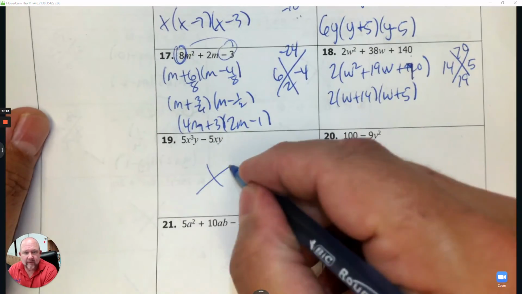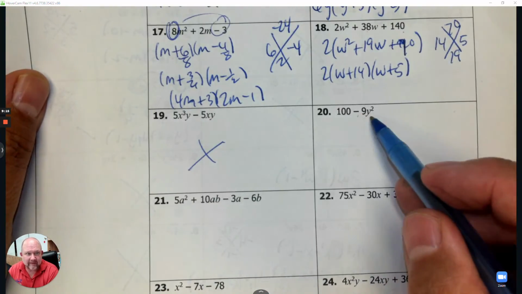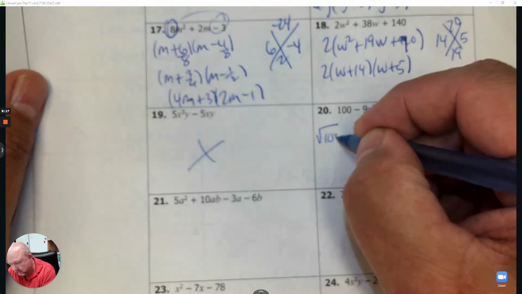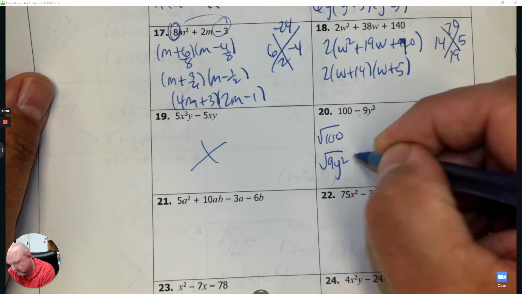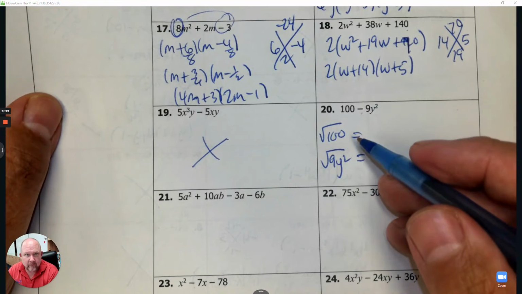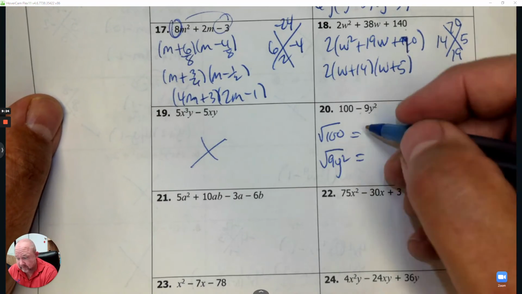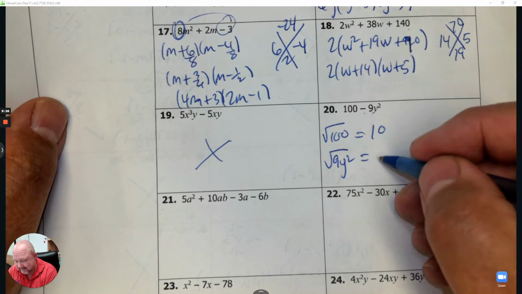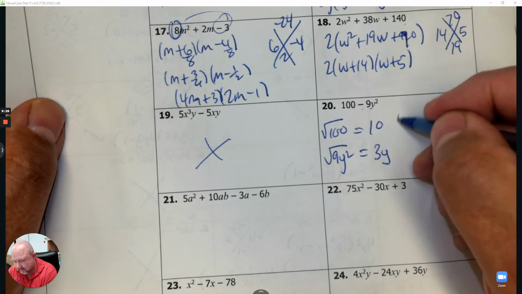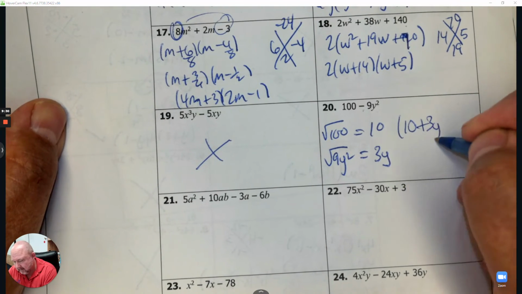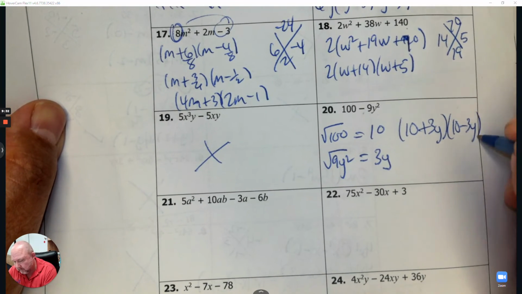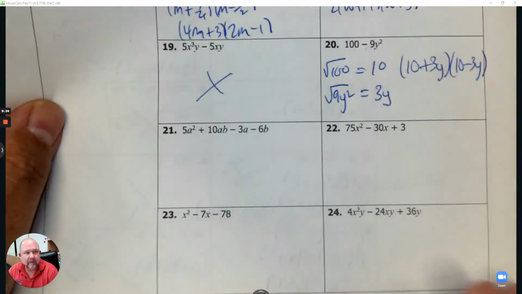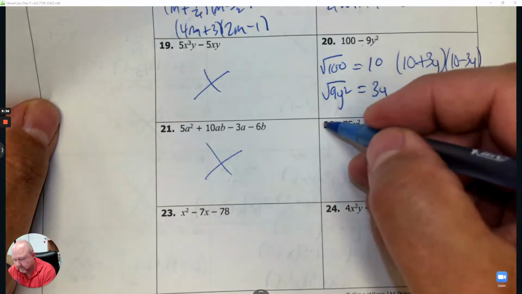All right, no multivariable. When I have a subtracting binomial, I square root each term. So the square root of 100, what number times itself is 100? That's 10. Square root of 9y squared. And that leaves me with 10 plus 3y and 10 subtract 3y. All right, no multivariable. 22.